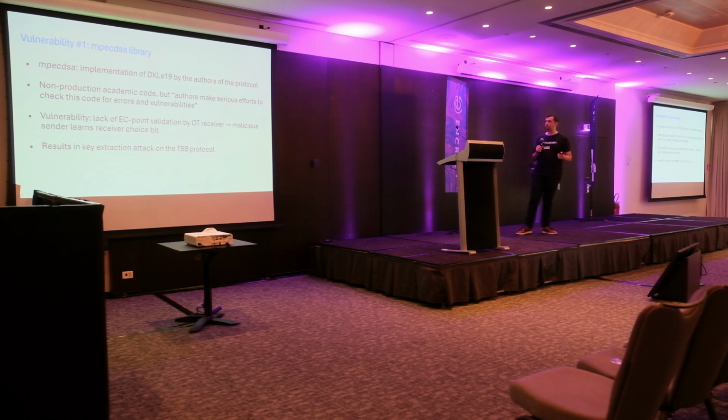Okay, now for the first vulnerability that we found. This vulnerability was found in the implementation of the simplest OT protocol that we just saw. This OT protocol was implemented as part of the DKLS example code by the authors of the DKLS protocol. And the idea of the vulnerability is that Alice can cause Bob to leak his choice bit by sending an invalid curve element. And by doing so, Bob actually leaks his secret choice bit.